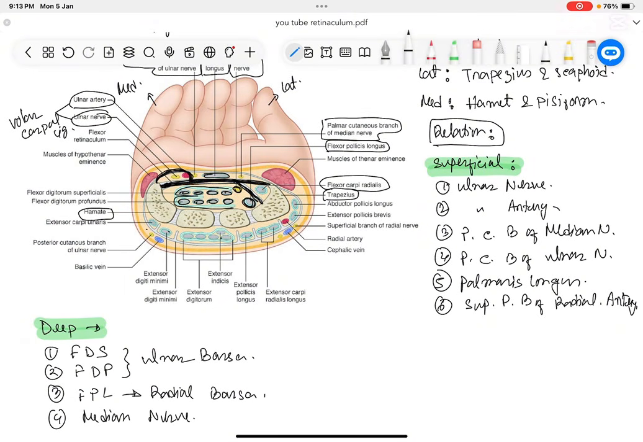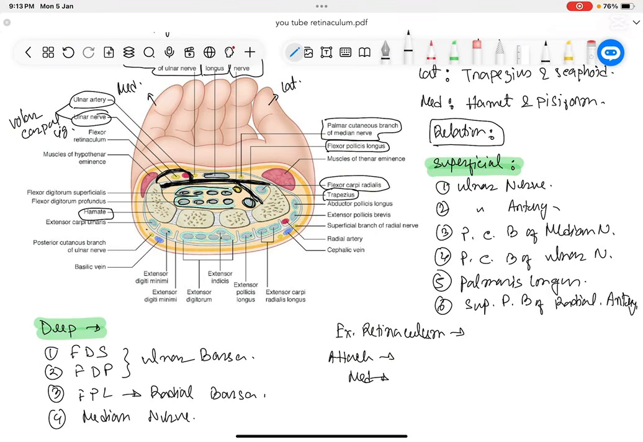Now I am going to describe the extensor retinaculum. It is also like the deep fascia, thickened and forming an oblique band over the extensor surface of the wrist area, called the extensor retinaculum. So this extensor retinaculum also has attachments. What is the attachment? Same like medial attachment and lateral attachment.